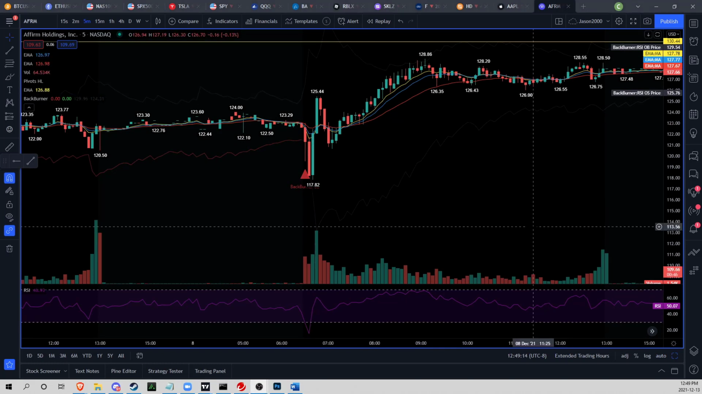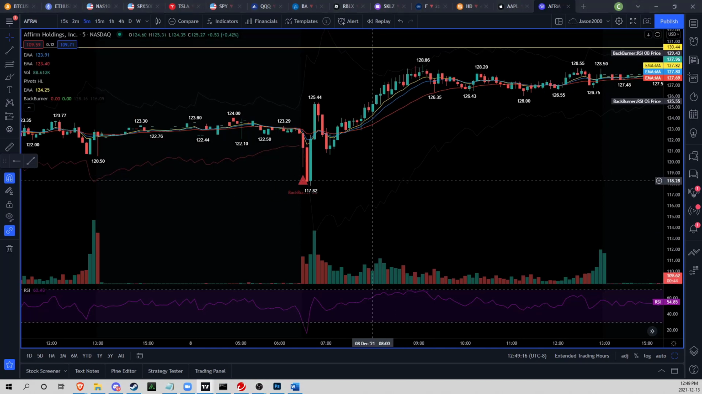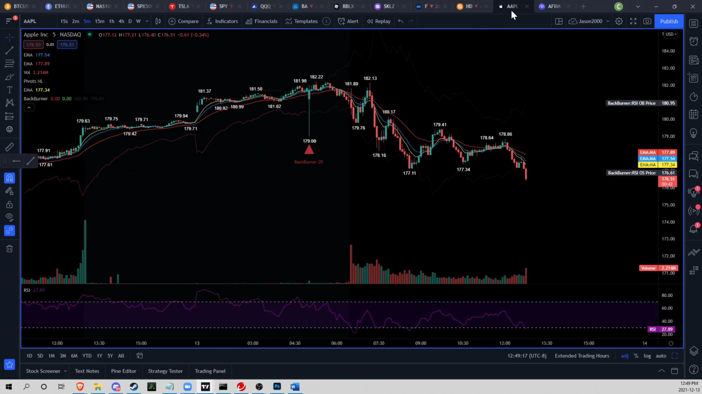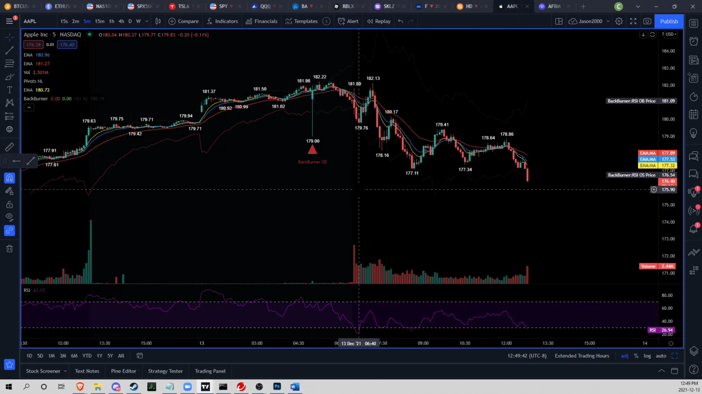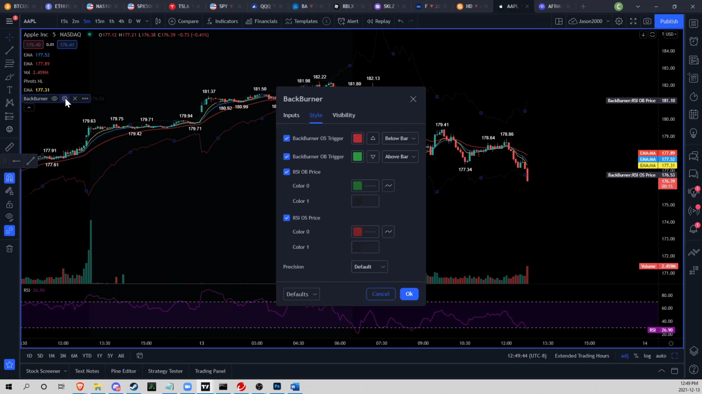So hopefully that helps you get an idea of what you're looking at. I do have another example that we can go look at on Apple. Now we're using this Apple chart to walk through our menu. So we've already talked about the gray lines, the red lines. Let's take a look at the menu here.